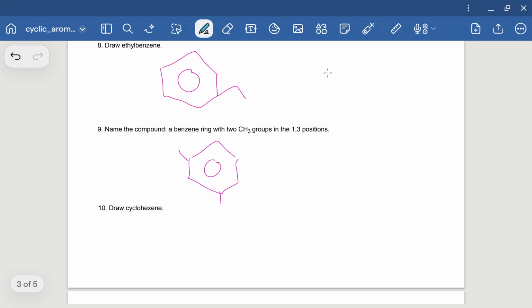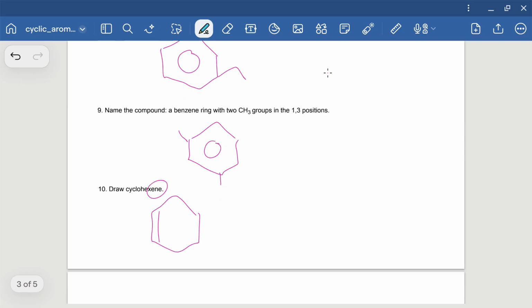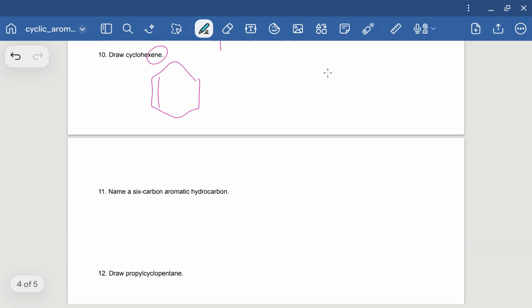Draw cyclohexene. If it's hexene, that would be 6 carbons in your main chain. Cyclo, it's connected. E-N-E, we need to put a double bond somewhere. So pick wherever you want. That is now carbons 1 and 2. Name a 6-carbon aromatic hydrocarbon. If it's aromatic, it must have benzene, and benzene already has 6 carbons, so we can just write benzene.